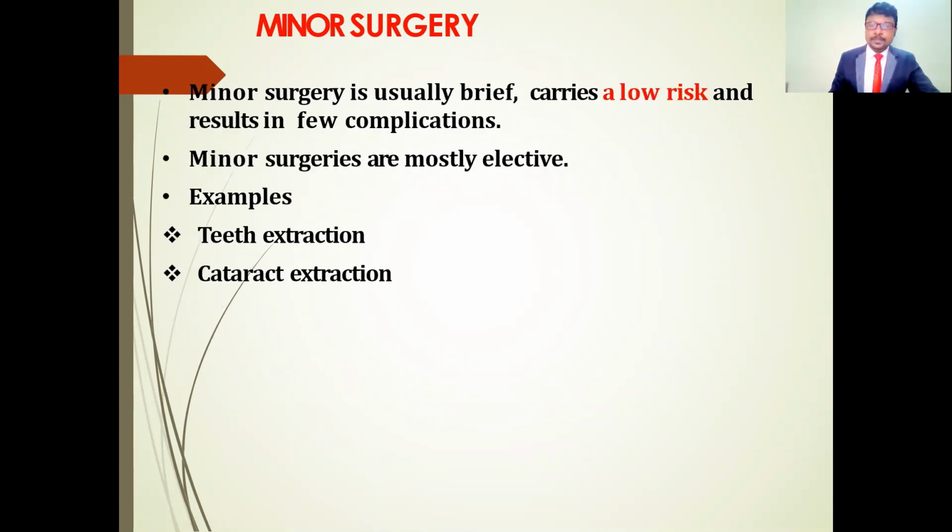And if you look at the minor surgeries, minor surgery is usually brief, carries a lower risk, and results in only a few complications. They have very minimal risk, and only a few complications may occur after the procedure. Examples are tooth extraction and cataract extraction. This is a very small surgical procedure. After the procedure, they go home immediately. They need not stay in the hospital, and complications are very minimal.